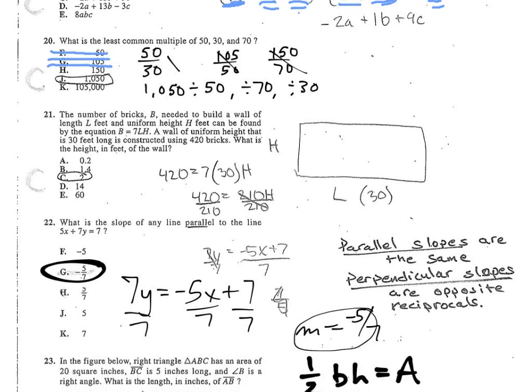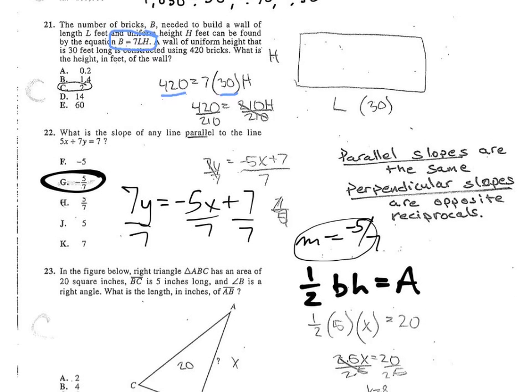And for 21, it's simple substitution. They give you the equation B equals 7LH. You're using 420 bricks, so that goes in for B. You have a length of 30 feet, so that goes in for the length. And multiplying and then dividing both sides by 210 gets us an H of 2.